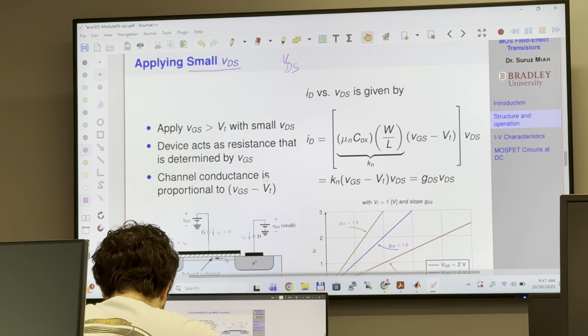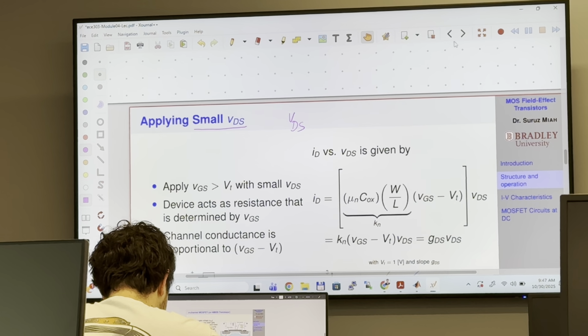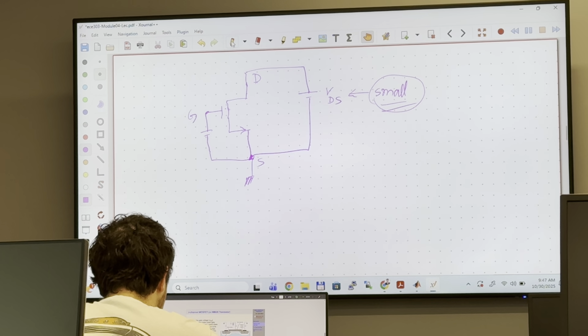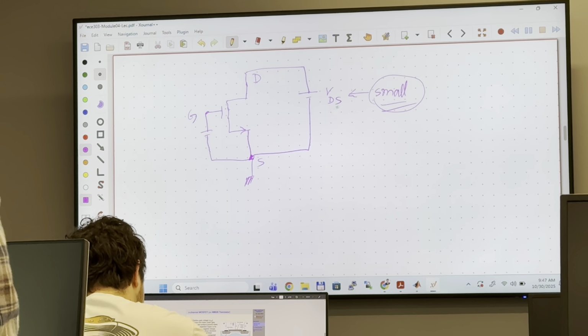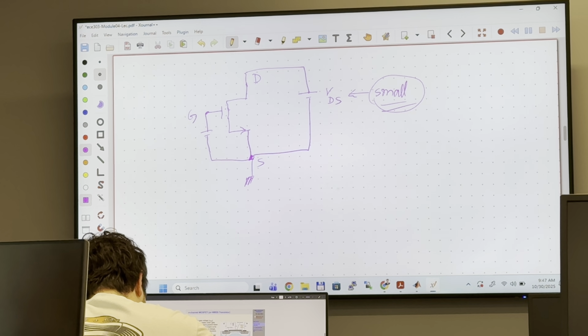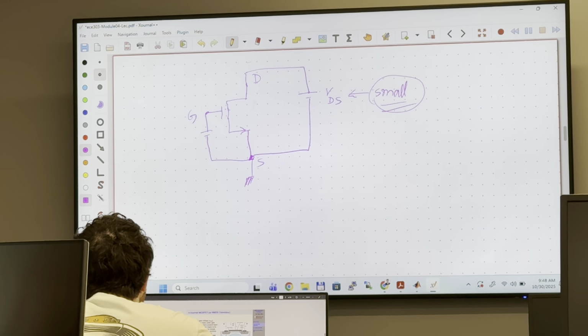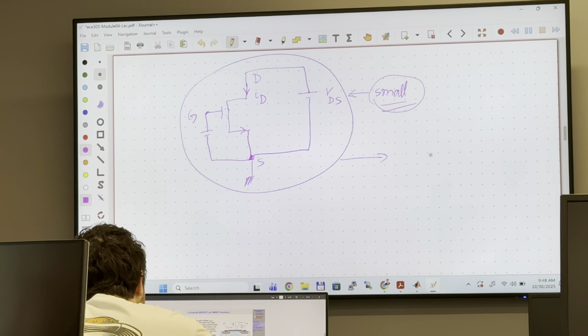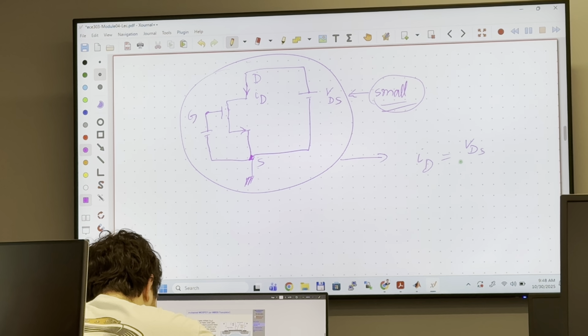Please write it down. So what I'm going to do, I apply here a small voltage and this gate voltage. This device, the current flowing through this drain is going to be ID. See how simple it is. This entire device, you can just think of this as ID equals VDS over R.